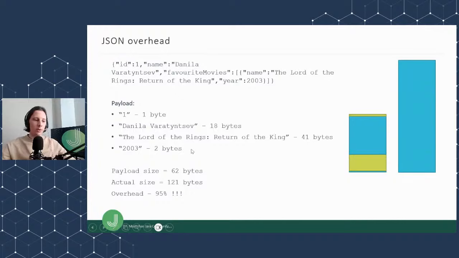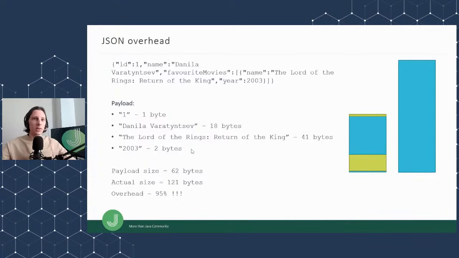And our actual size of the message was 121 bytes. So it's like 95% overhead in our pretty simple case. For other cases, for example, when we just send a lot of integers, the overhead can be much, much higher, like 300% or even more.